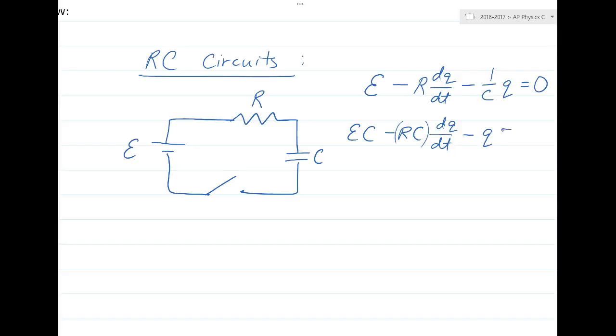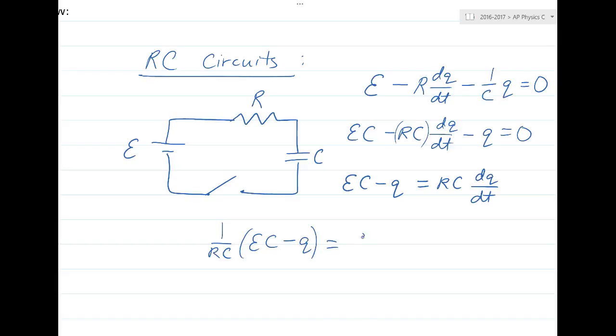And then Q is going to be by itself. Okay? Next, in order to make this math a little bit easier, we are going to separate the derivative stuff from the non-derivative stuff. And if I wanted to, I could write this as 1 over RC times EC minus Q equals dq dt.